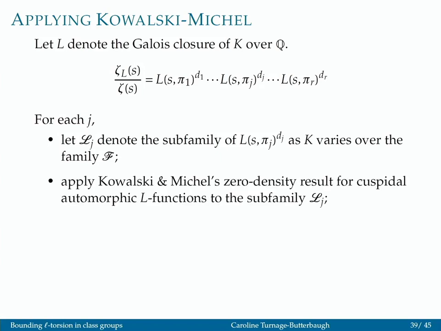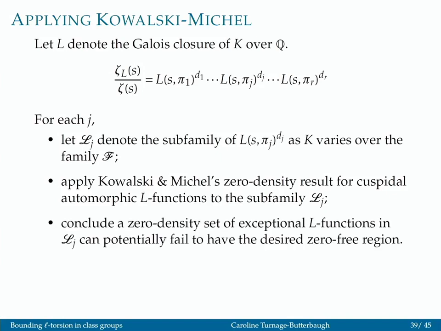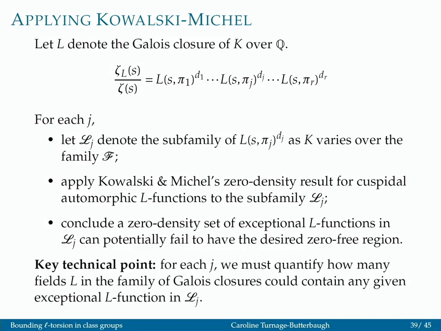And so what we'll do is we'll apply Kowalski and Michel's zero-density result for cuspidal automorphic L-functions to just the L-function that shows up within this family. And so what we can do then is conclude that a zero-density set of exceptional L-functions can potentially fail to have the desired zero-free region. And stitching all of this together is delicate, but we make many efforts to do so very carefully.